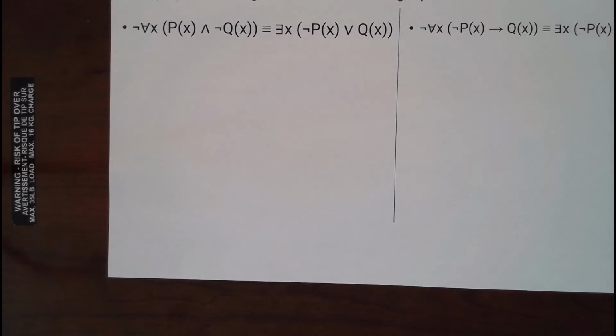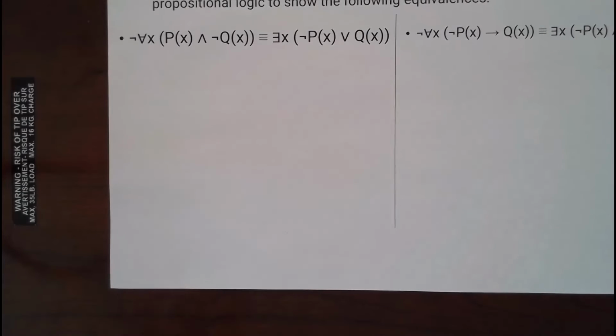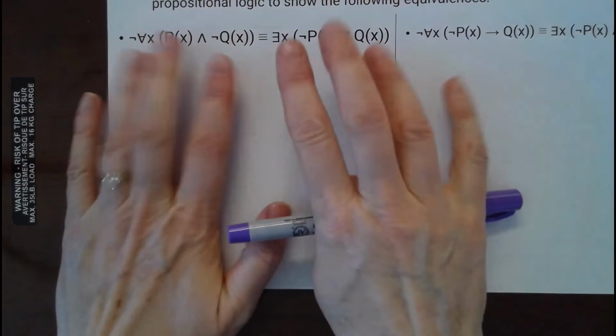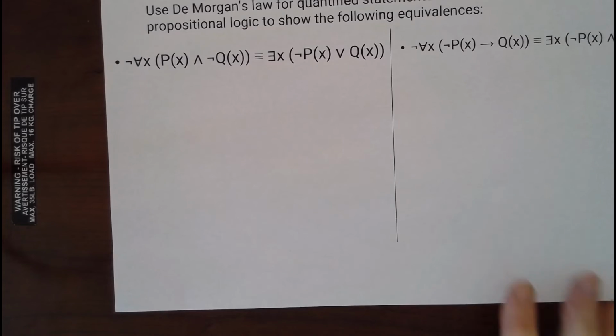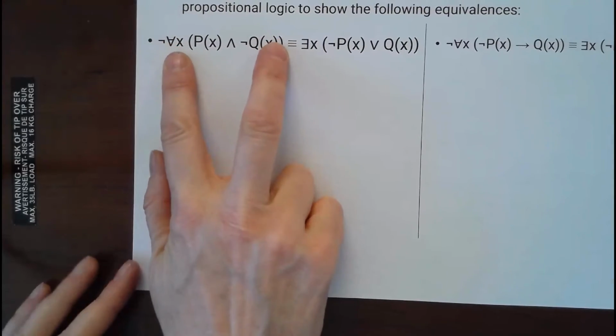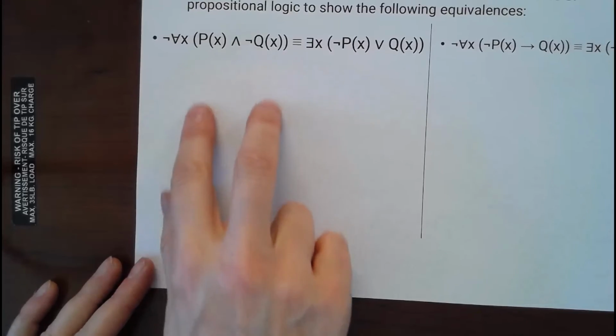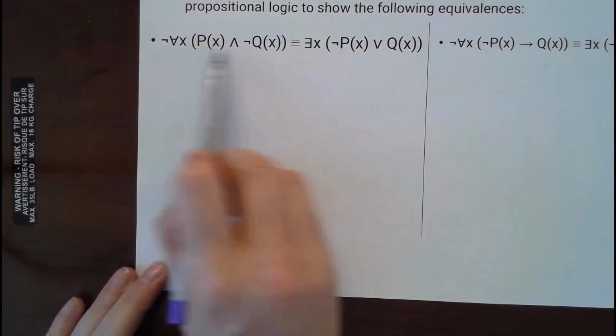Okay, so in this one we're going to use De Morgan's law for quantified statements and laws of propositional logic to show the logical equivalence between these two sides. So this is some good practice for us. Once again, if I'm trying to show a logical equivalence, I can just start with the left side and apply laws that I know and try to transform it into the right side.